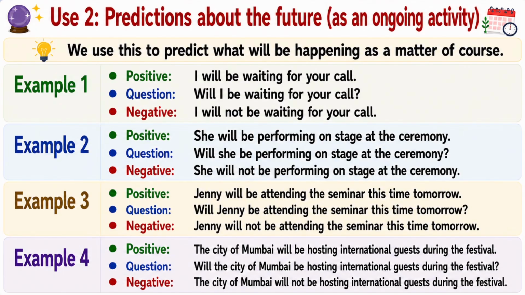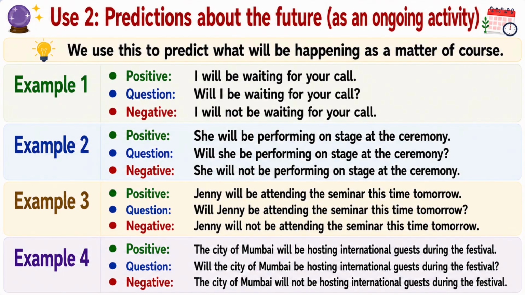Now the third example. Jenny will be attending the seminar this time tomorrow. This means that at this exact time tomorrow, Jenny will be attending the seminar. The question is will Jenny be attending the seminar this time tomorrow? The negative sentence is Jenny will not be attending the seminar this time tomorrow.